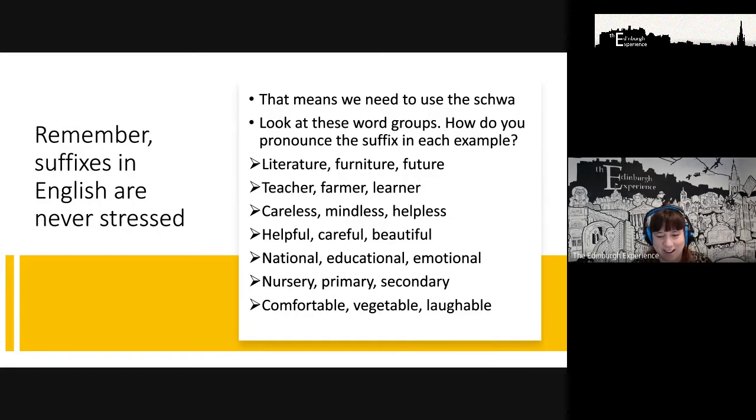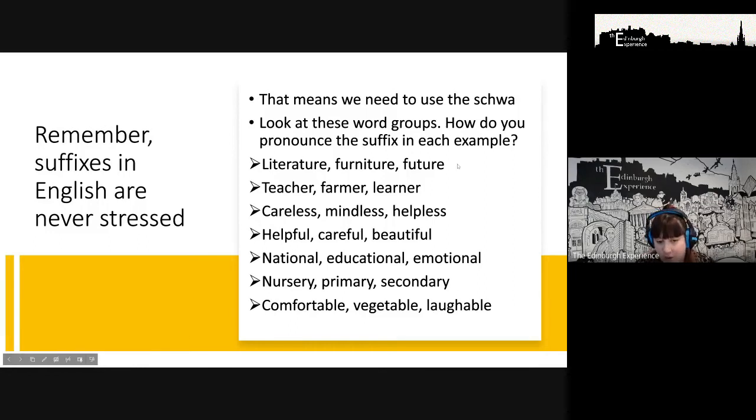suffixes in English are never stressed. Yeah, it follows a different pattern. For example, in Spanish or Italian, where you guys have a very fixed rhythm of how you pronounce words, of where the stress will lie, in those languages the stress is usually placed on a suffix. In English, it's not. Okay, so we very often use the schwa when we're pronouncing a suffix. And this is a nice pronunciation pattern that can help you make sure that you're properly pronouncing words.